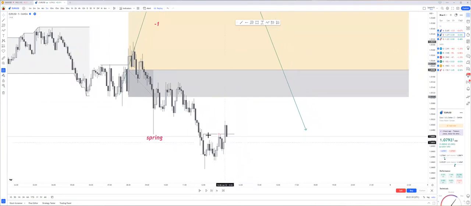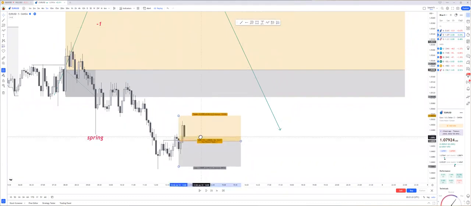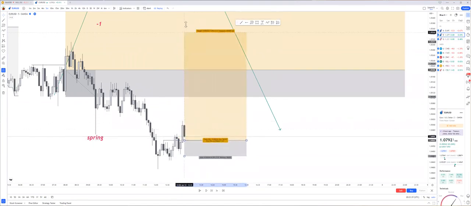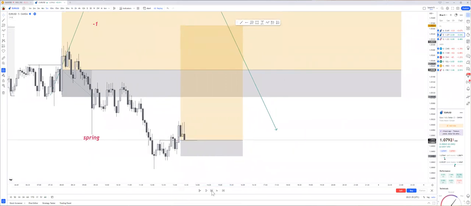Okay. So this was our change of character. It reacted off of this order block. The next order block it might react off of is this one. So what we can do is put another buy in from here. I'll put it here. We're not in yet. So let's move it to the side. Take all the way up to this Asian high here. That will give a nice 1 to 7. So let's see if we get tapped in.